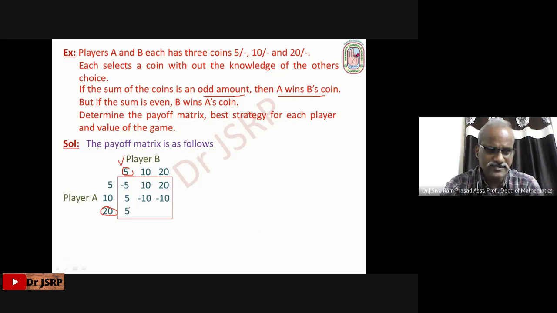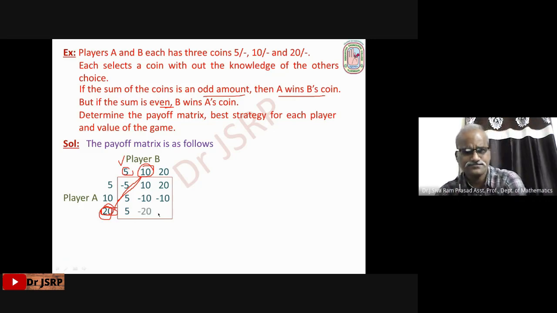Next. Suppose A selects 20, B selects 10. The sum is 20 plus 10, 30. It is an even number. So in this case, B wins A's coin. A's coin is 20. So that means B wins 20. That means A loses 20. The payoff is minus 20.